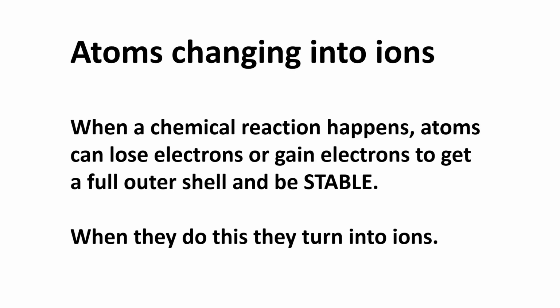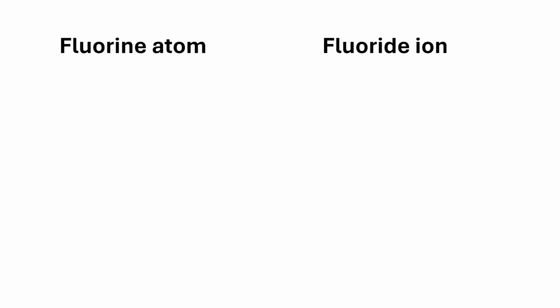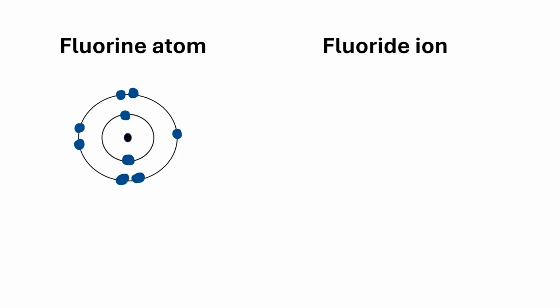We're now going to talk about how atoms can change into ions. So when a chemical reaction happens, atoms can lose electrons or gain electrons to get a full outer shell and be stable. When they do this, they turn into ions. So let's look at an example of a fluorine atom turning into a fluoride ion. First of all, we'll draw the fluorine atom. We know from the periodic table it's got an atomic number of 9, so it's got 9 electrons, which will be 2 on the first shell and 7 on the second shell.